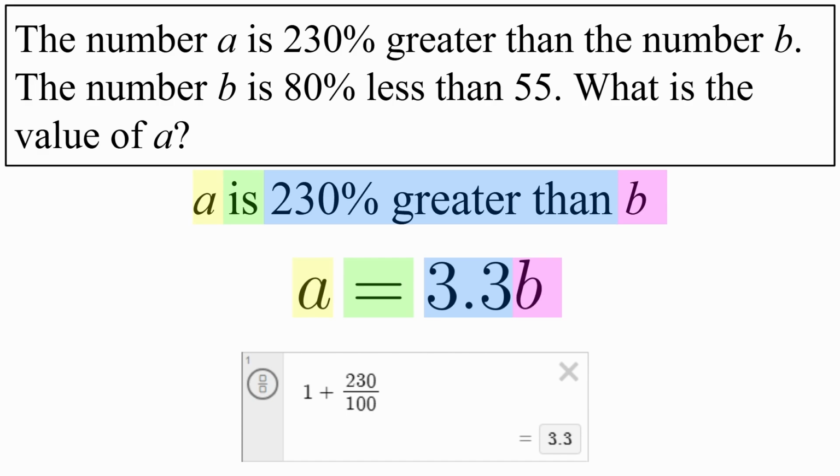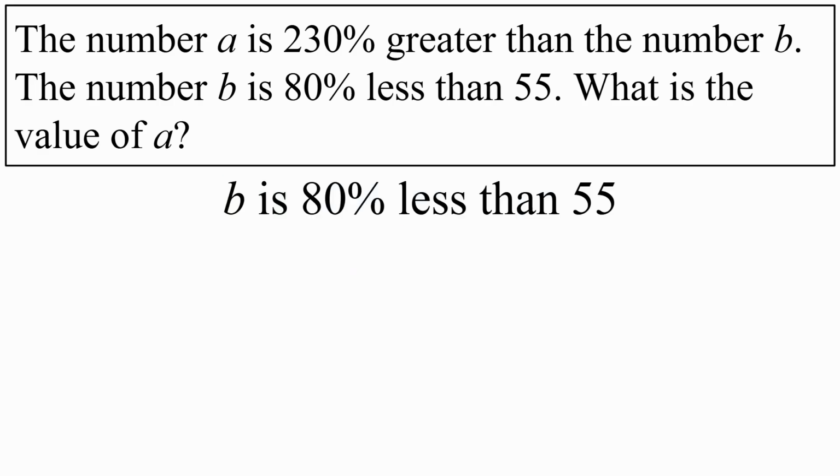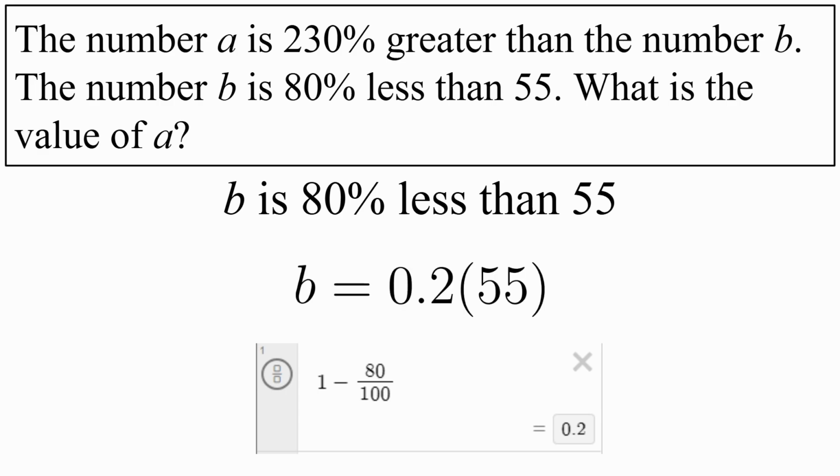Let's finish deciphering the rest before we even come up with a game plan. So if we look at the second sentence, we have B is 80% less than 55. Well, my calculator tells me that an 80% decrease is a multiplier of 0.2. So I'm going to write B equals 0.2 times 55. And you can once again see B, "is" means equals. 80% less means a multiplier of 0.2. And 55 is just 55.